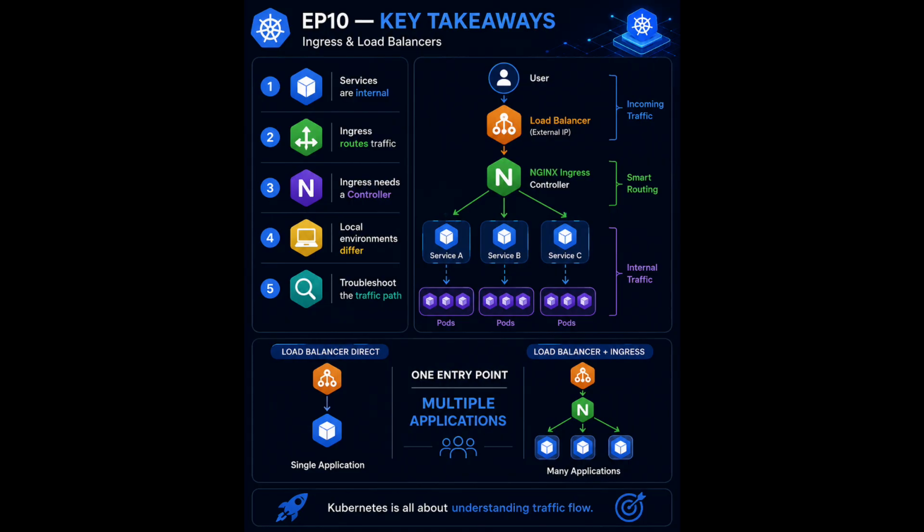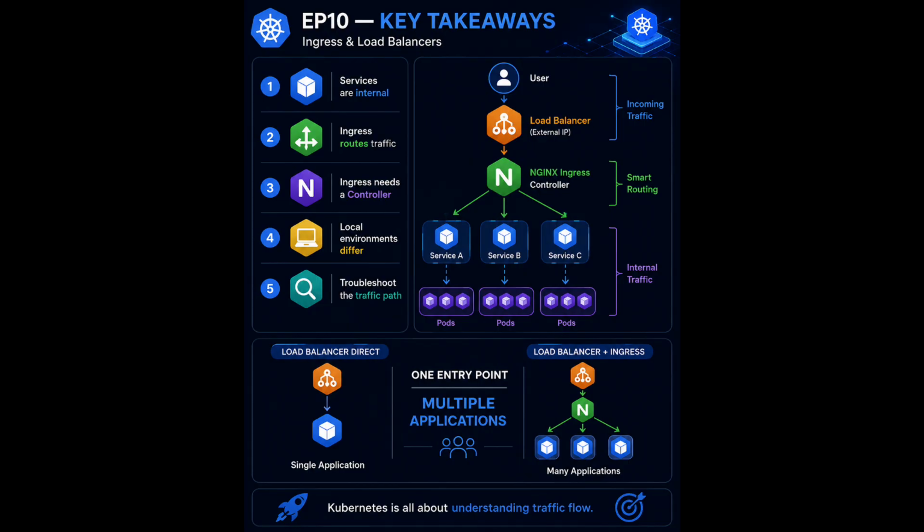We also learned an important architectural concept. A load balancer can expose a single application directly, but when we combine a load balancer with Ingress, one entry point can expose many different applications. This is one of the most common Kubernetes architectures used in production environments.